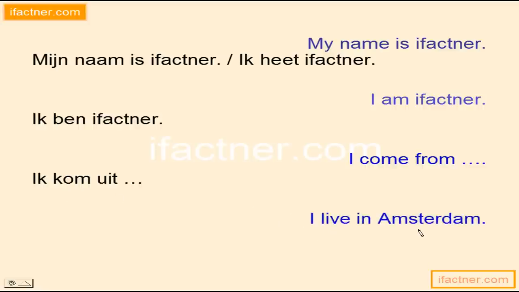I live in Amsterdam. Ik woon in Amsterdam. A is A. R is R with the trill. Ik woon in Amsterdam. I live in Amsterdam. Ik woon in Amsterdam.